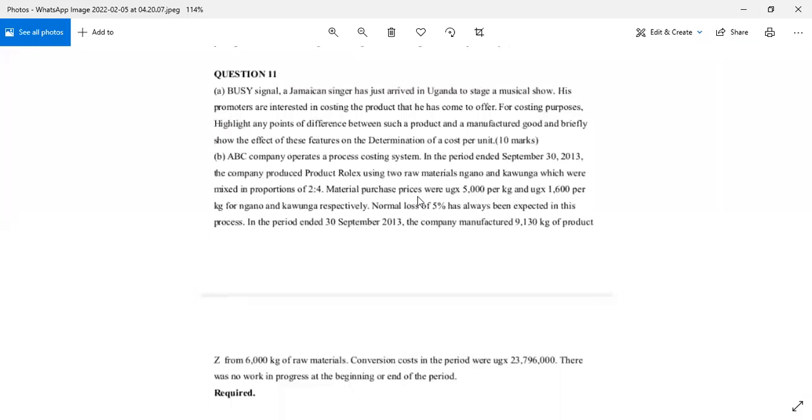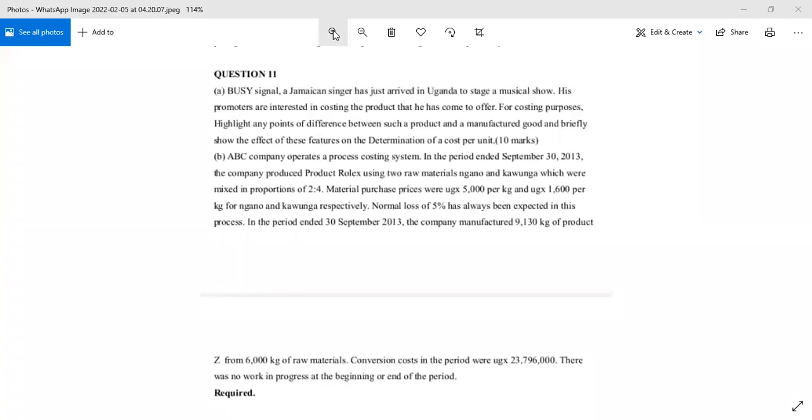So there's this question here. I want to try out just the numerical bit. Kindly bear with me. I know part A talks about the difference between process costing and specific costing, but let's put our eyes on the calculation first, on the T account. As we do, you will have a feel. Just kindly bear with me for now, for purposes of time.